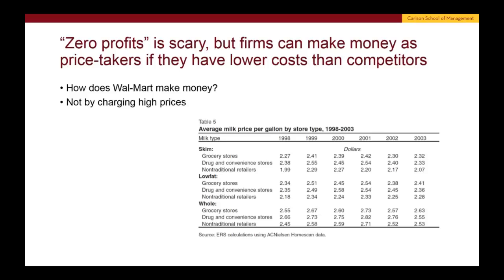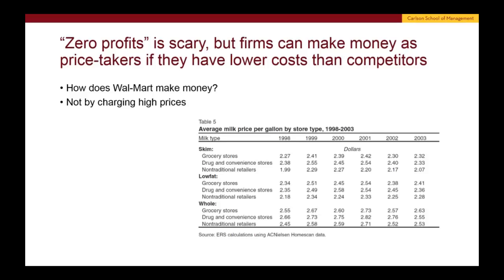Think, for example, about how Walmart makes money. Walmart doesn't make money by charging high prices. They make money by having lower costs than other firms. Well, actually, they charge lower prices than other firms, but their costs are lower still. Now, why do I say this?